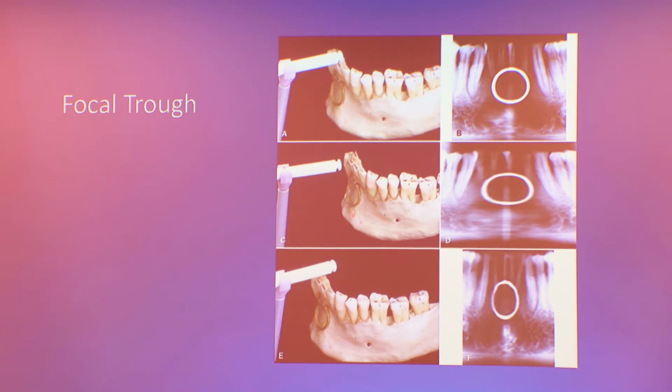If the teeth and the rest of the jaw are farther from the receptor, so behind the focal trough, there's going to be magnification and distortion. If the teeth are in front of the focal trough, the image will be shrunken and distorted.